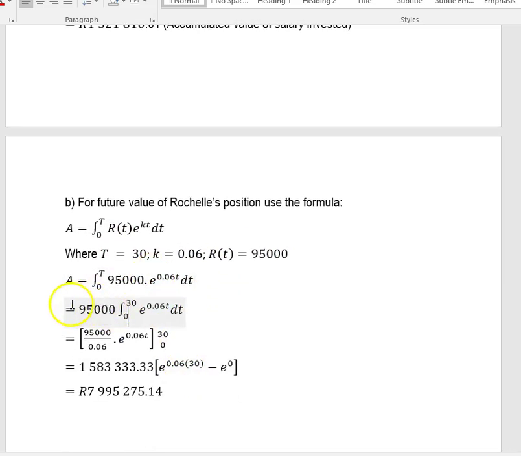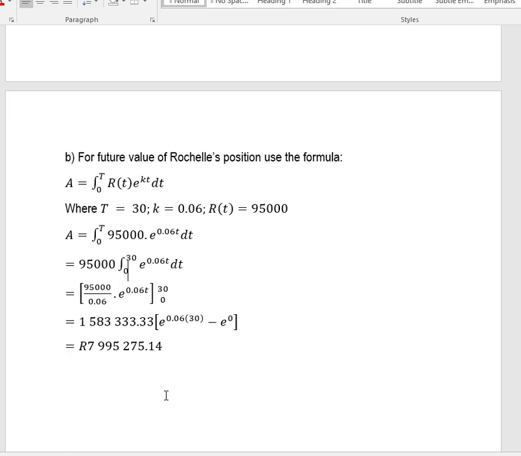And so I still take my 95,000 out. I will integrate that by differentiating the exponent and dividing by that, as we know. This gives me that. And then if I divide 95,000 by that, it gives me this. And then I put my t as 30 and then subtract, putting t at 0. If you do that with your calculator and multiply by that, you have 7,995,275.14. That is the accumulated future value. That explains the difference between accumulated present value and the accumulated future value.